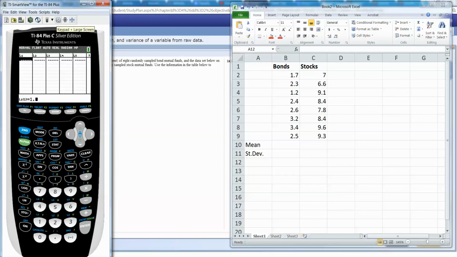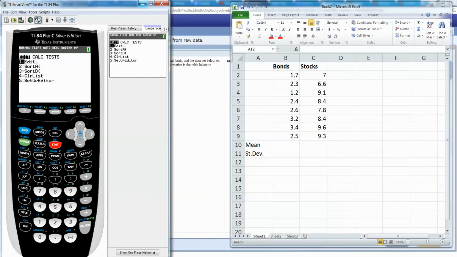So 1.7, 2.3, and so on. I don't want to make you watch that, so I'll pause and I'll be right back with all that typed in. There we have it right there. Okay, so I have my numbers. I want to press stat. Let me make this so you can see it here.